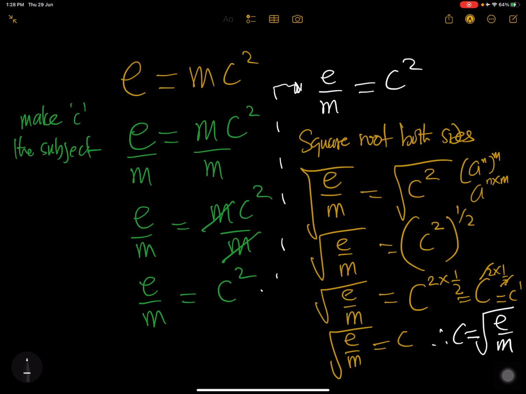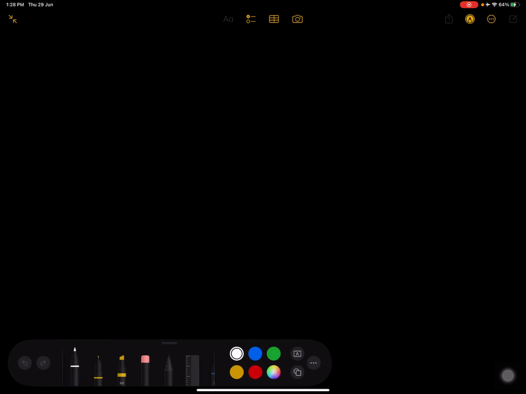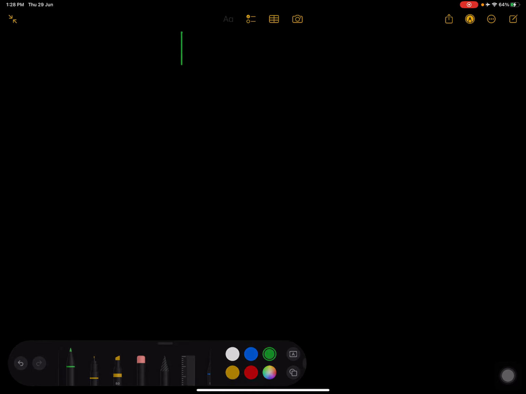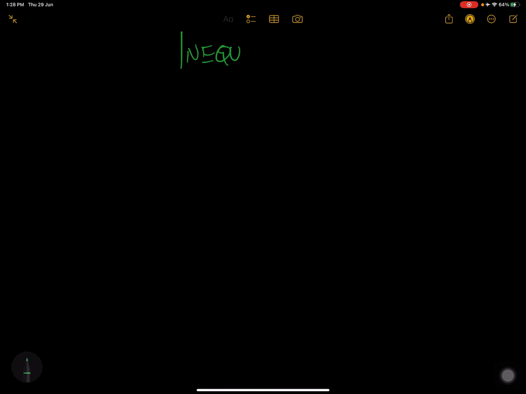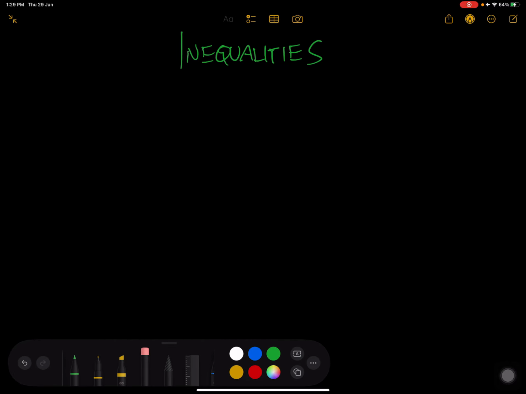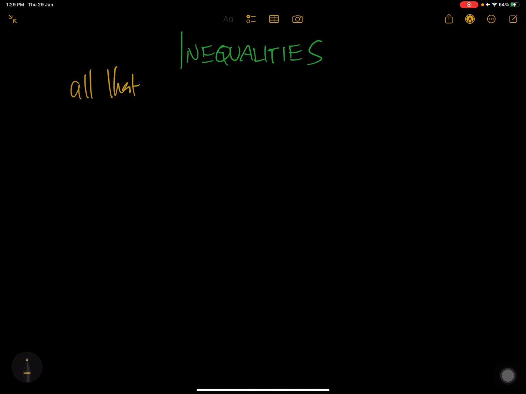Now let's quickly look at inequalities, which is also part of equations. Inequalities are basically all the equations that we have studied, except that the sign there is not an equal to sign. Let me write it down: all that we have studied in equations so far.